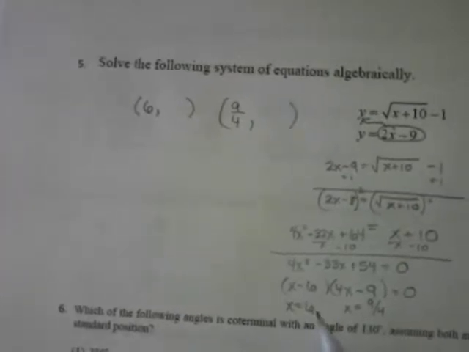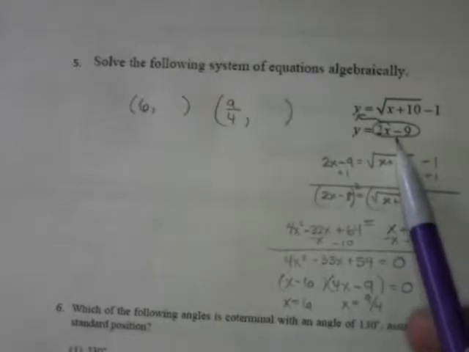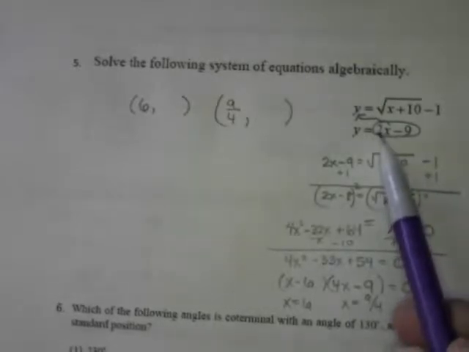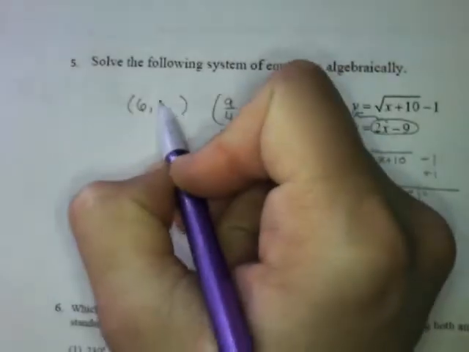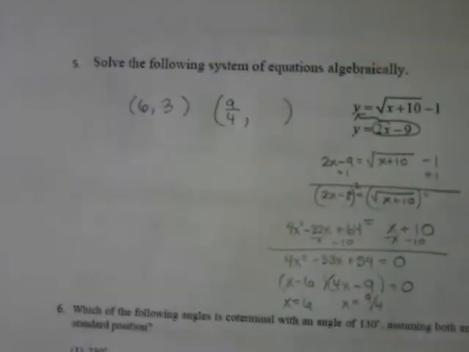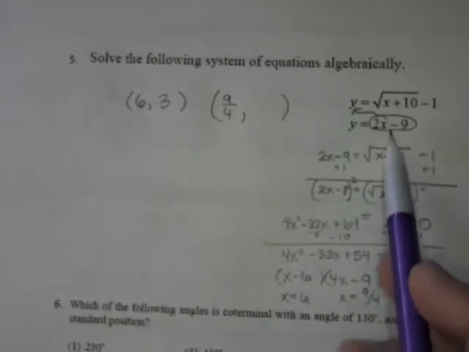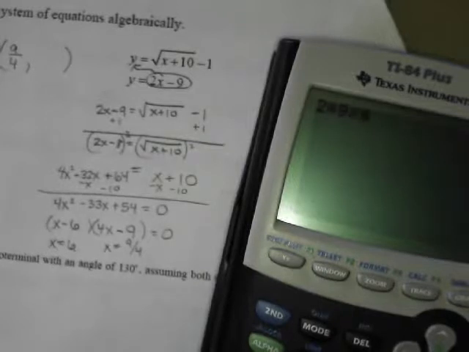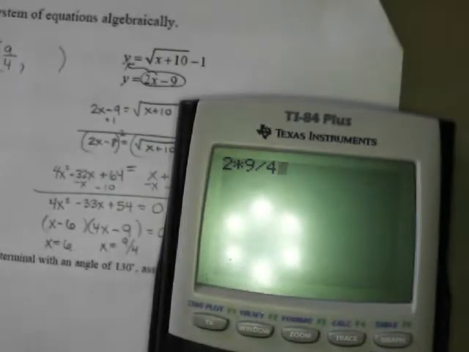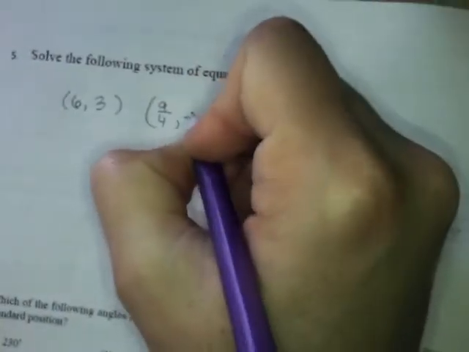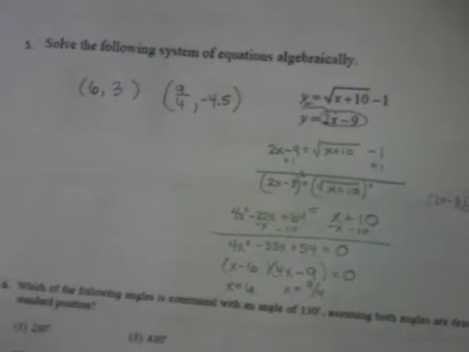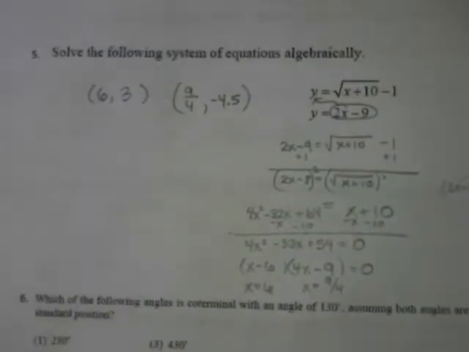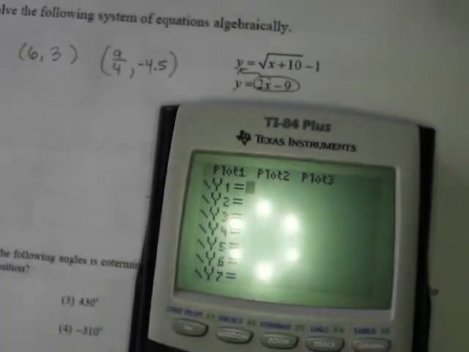If x is 6, you'll just go back up to where you had y equals. And if x is 6, then 2 times 6 is 12. 12 minus 9 is 3. So there's 1 point. And then if I plug in 9/4, well, there I might need to use my calculator a little bit more. 2 times 9/4 minus 9 gives me negative 4.5. And again, it says to solve the system algebraically, but you should always use your calculator to check.